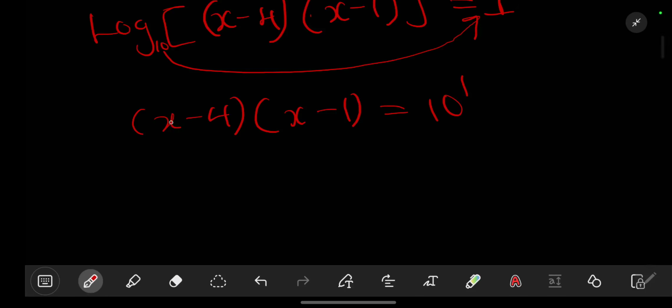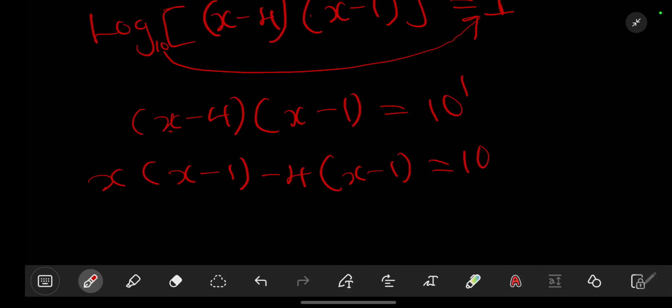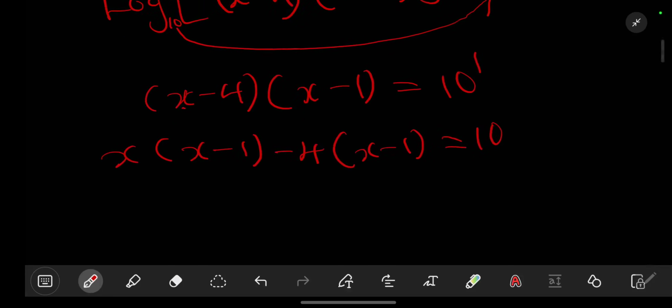Then what we are going to do is multiply. So this x multiplies everything. So it will be x open brackets x minus 1. This negative 4 multiplies everything. We are going to have our negative 4 multiplies all this, x minus 1, like that, should be equal to 10. 10 to the power 1 is 10.